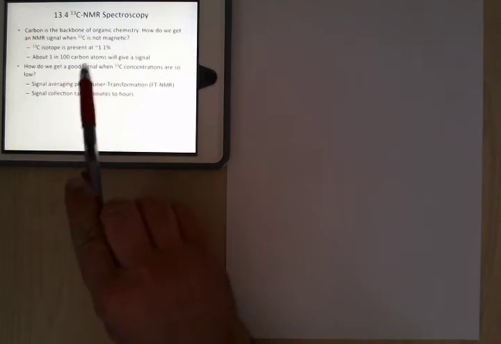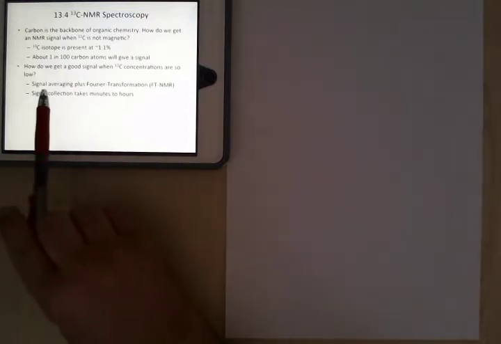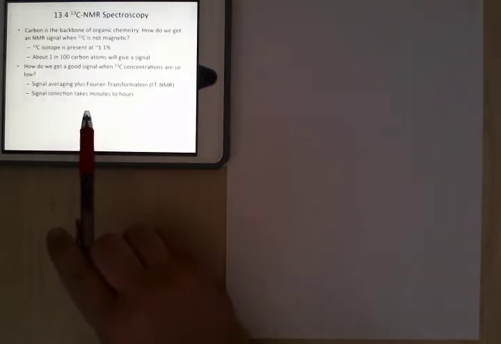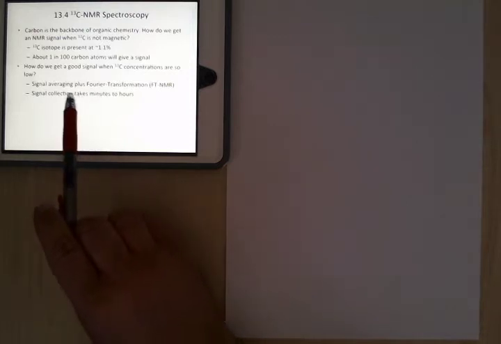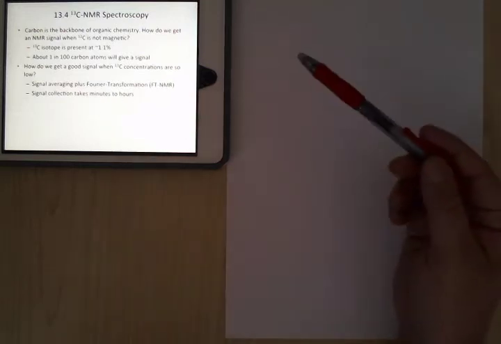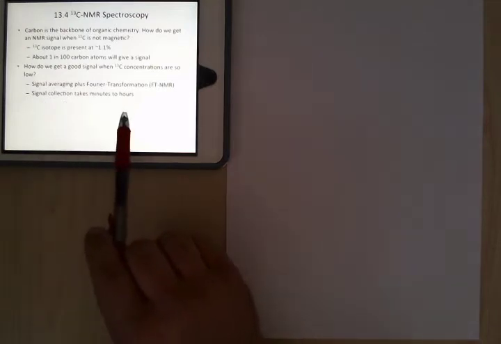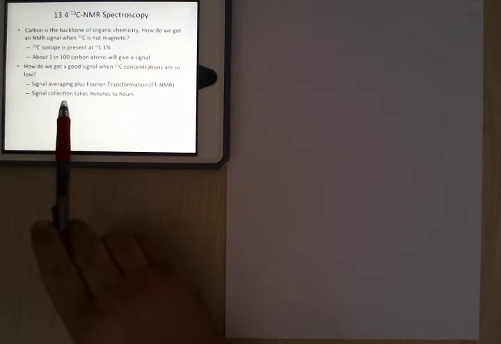So you have to play with this, right? Because only 1 in 100 carbons are actually going to give any sort of signal. So to get a good signal, how do we do it? What we do is signal averaging, plus Fourier transform, which is the manipulation of it. Okay, and then we have to sample it a lot, like that.